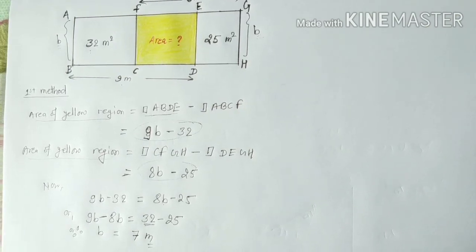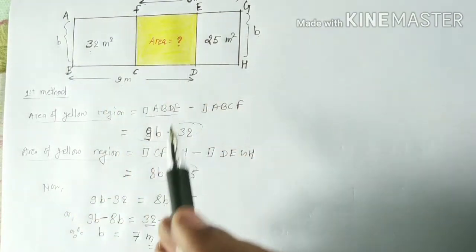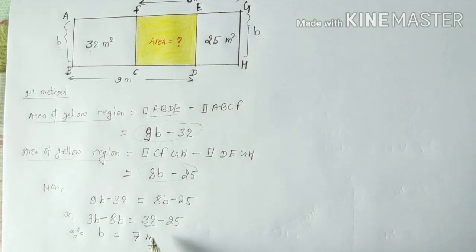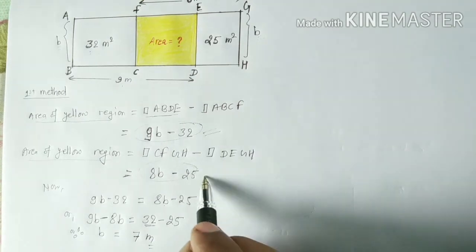Now we will find the area of yellow region. So we can find the area of yellow region by substituting the value of b in either this or in this.